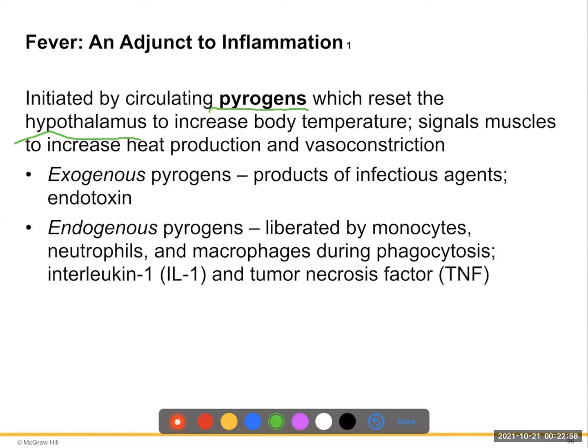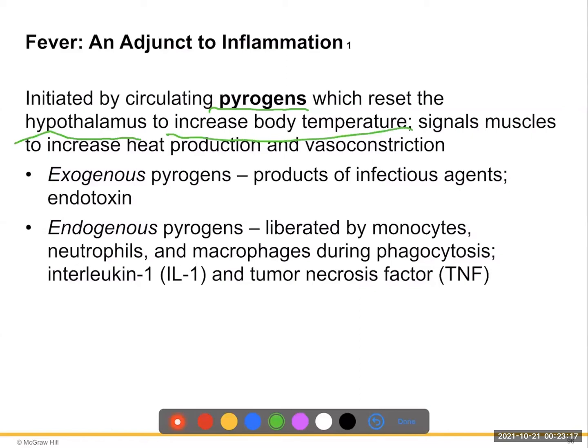These pyrogens change the thermostat. They change the hypothalamus to increase your body temperature. That's why a lot of times with infections you get a fever, because these pyrogens trigger the thermostat, which is the hypothalamus, and say, we're cranking our body temperature up. This does a couple of things.